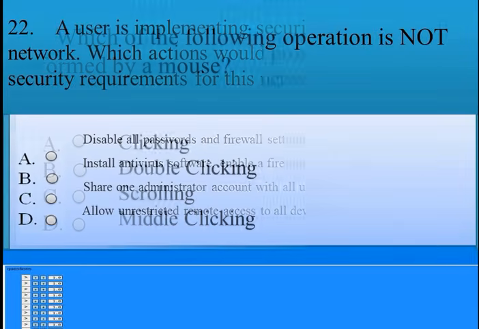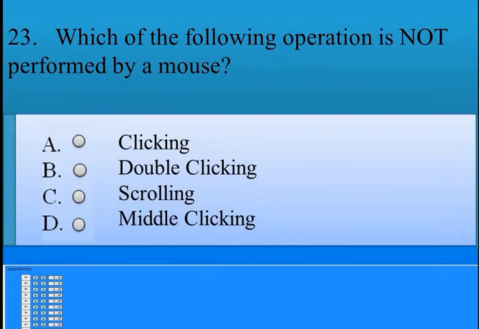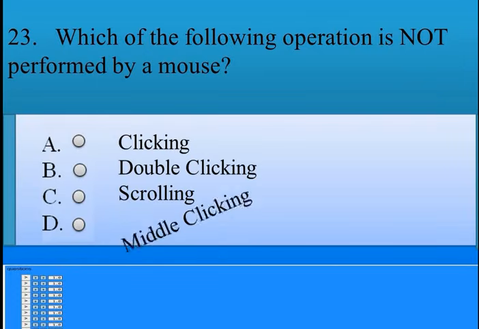Question number 23. Which of the following operations is not performed by a mouse? A, clicking. B, double clicking. C, scrolling. D, middle clicking. The correct answer is D, middle clicking.